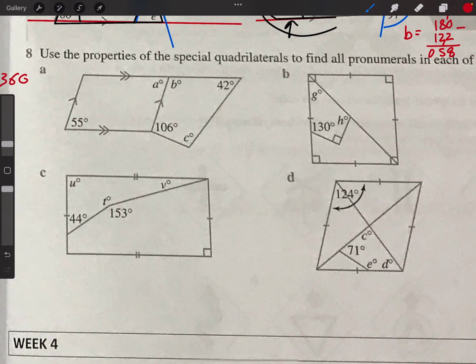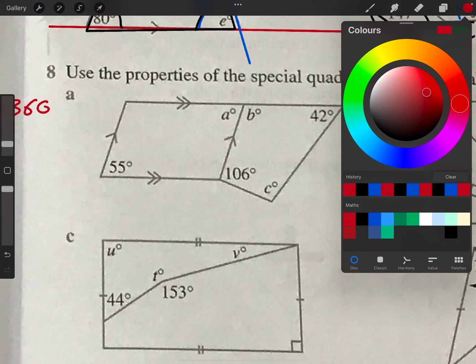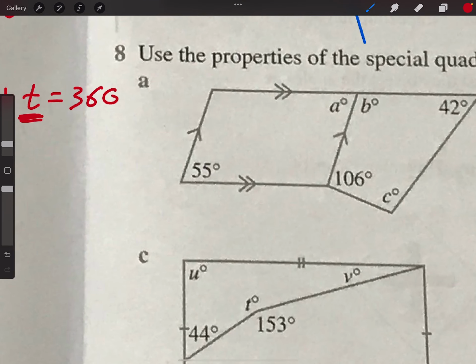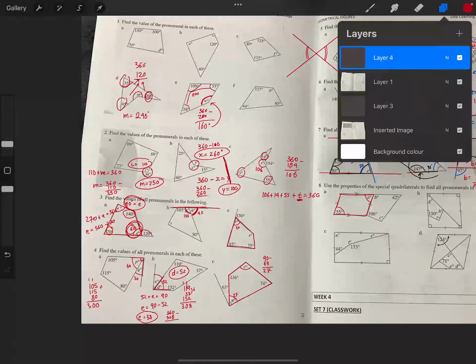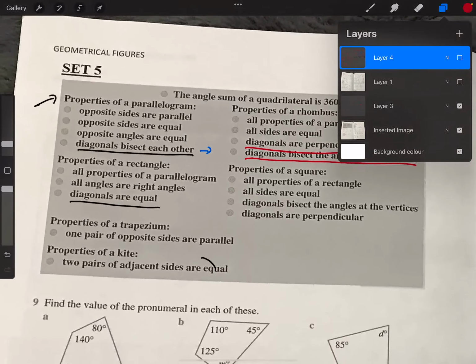Use the properties of the special quadrilateral to find all the missing numerals in each of these. Okay. Alright, so let's have a look at this one. If this is 55, this is going to be what? This is a parallelogram, by the way. This shape here is a parallelogram. So parallelogram, let's go back to the other page. What do we know about the parallelogram?